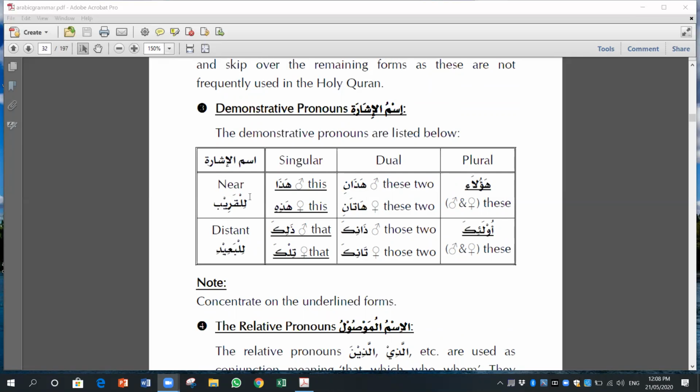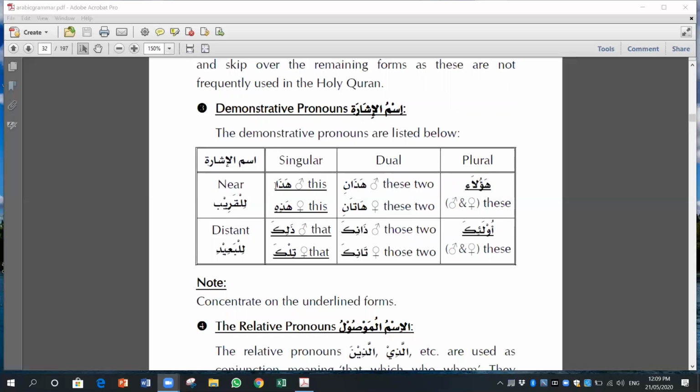So we have different forms for male and female, plus for near and far. Near and far is definitely different in English also, this and that, right? For near it is this, and for far it is that. But we don't differentiate between masculine and feminine in English, right? But here we do that.